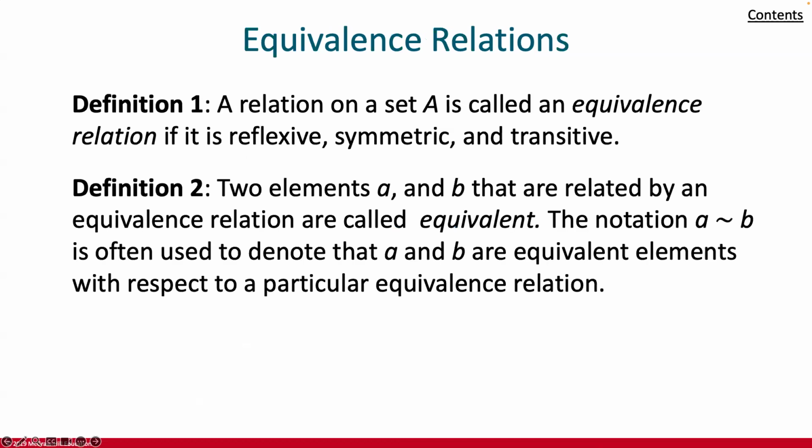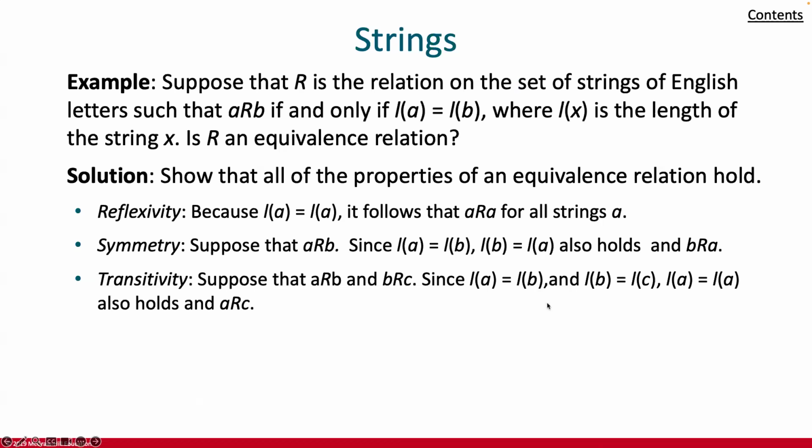Let's get into some of these details. We have some definitions. A relation on a set is called an equivalence relation if it's reflexive, symmetric, and transitive. And I was trying to mention those terms in the introduction. Definition 2: two elements A and B that are related by an equivalence relation are called equivalent. The notation A ~ B is often used to denote that A and B are equivalent elements with respect to a particular equivalence relation, like the first 8 characters, what I was talking about.